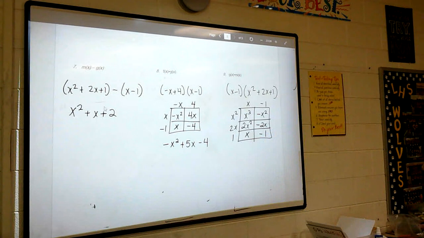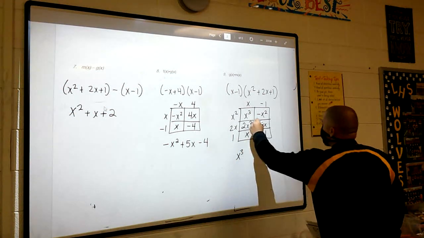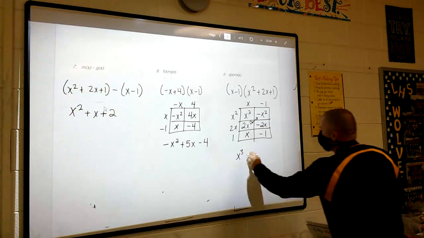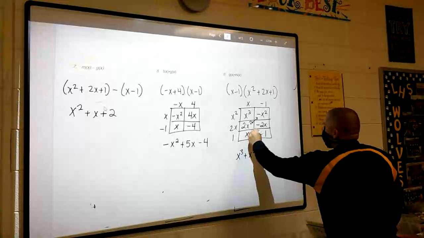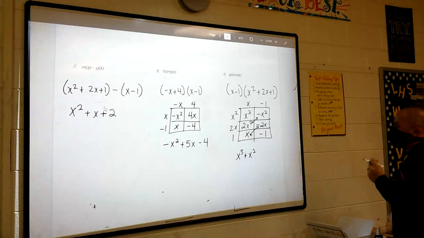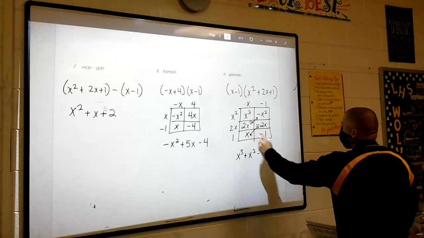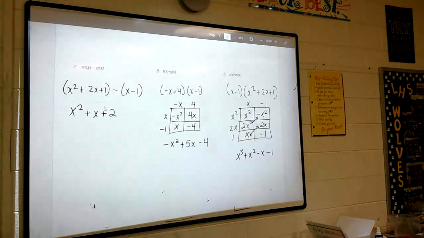If you look at the diagonals, that's always what you're going to be combining. That's where you combine your like terms in the diagonals. So you have x to the third. Your first diagonal is right here. Negative x squared plus 2x squared. That gives you 1x squared. Then we have x plus negative 2x. That gives you 1 plus negative 2. That's negative 1x. And then minus 1. And so you have your final answer there.